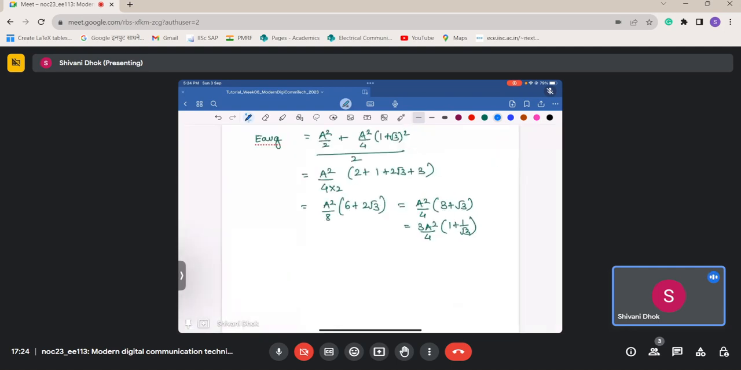So this is the average energy per symbol, and the next thing that we need to find is E average bit, that is average energy per bit, and this is equal to E average upon log M to the base 2, that is 3A square upon 4, 1 plus 1 by root 3 upon log 8 to the base 2.